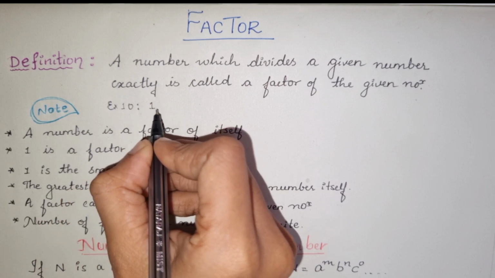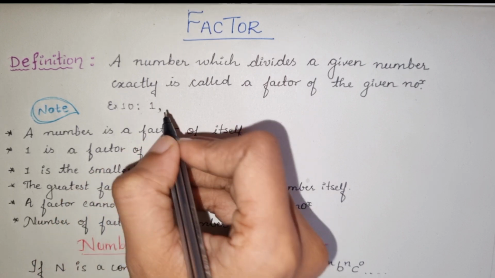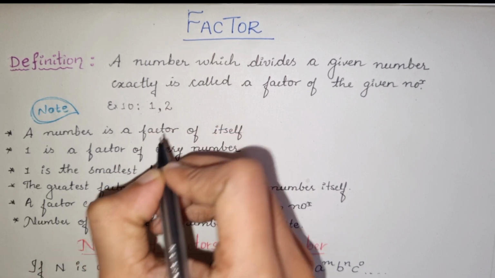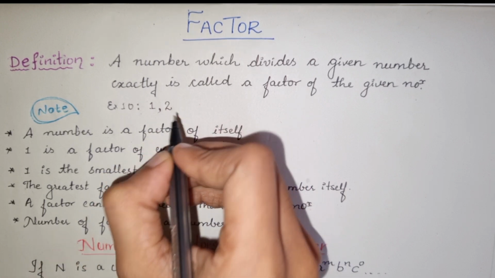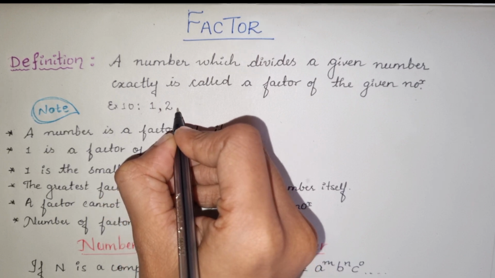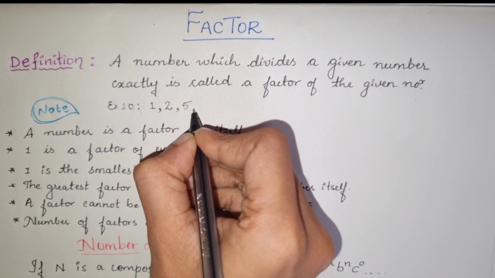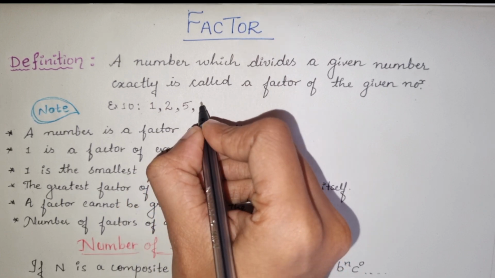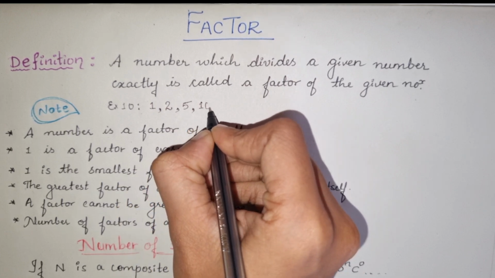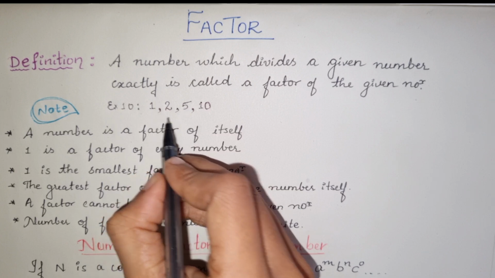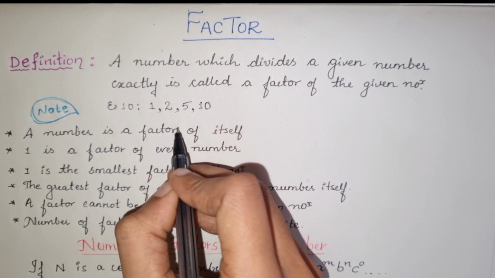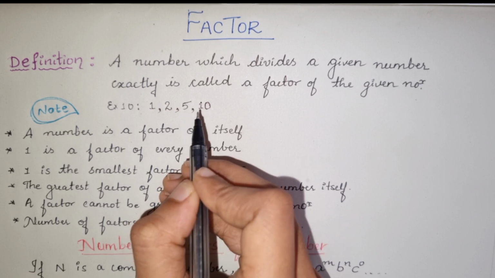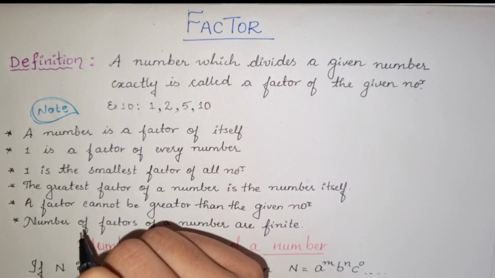So in the 1 table we'll get 10. What about 2? In 2 also we'll get number 10. 3 is not possible. 4 also is not possible. Next will be 5. 6, 7, 8, 9 are all not possible. And the last term will be 10. So these numbers are called factors of number 10. So 1, 2, 5, 10 are factors of number 10.